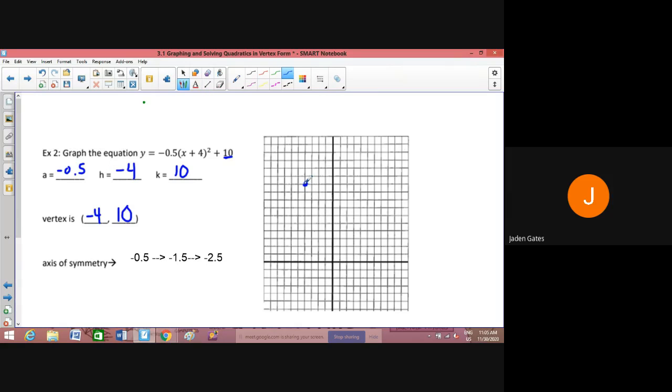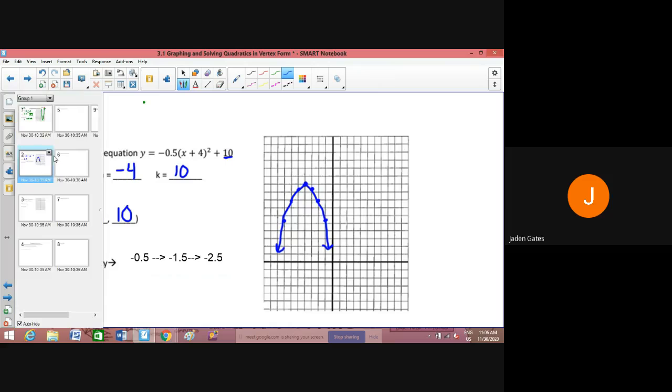So I go to the vertex. I'm going to go over 1 and then down a half. That's what the negative sign means, down a half. Then from this point, I go over 1, down 1.5, which is actually going to be right on a grid mark. And then I go over 1 again and down 2.5. And because our parabola is symmetric, I do the same thing on the other side. Over 1, down a half. Over 1, down 1.5. And then over 1, down 2.5. And there's my parabola. Again, much easier than when we did factored form earlier on today, in my opinion.